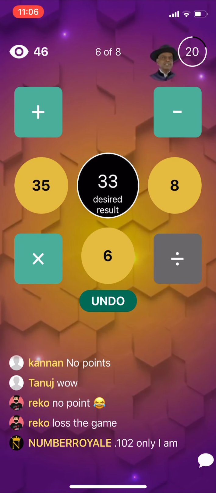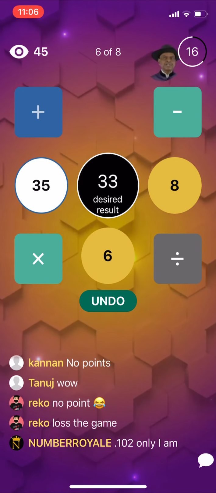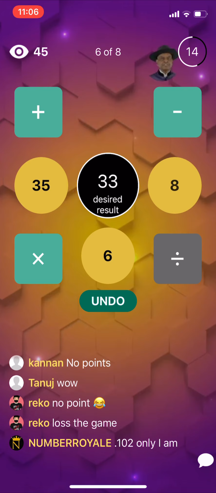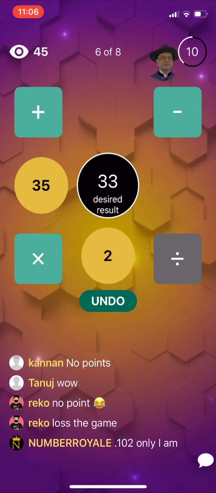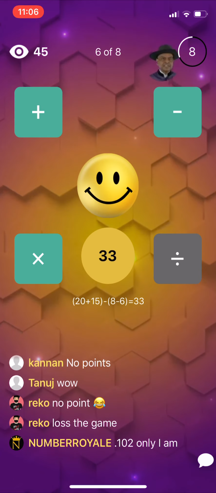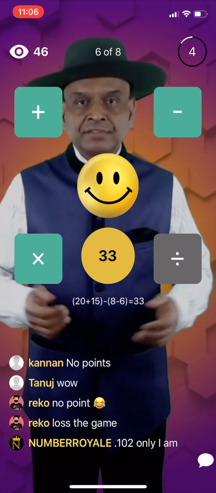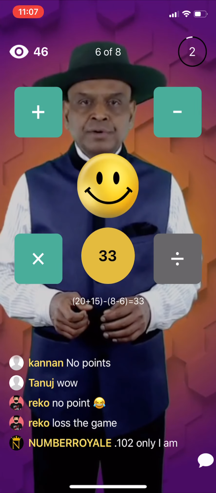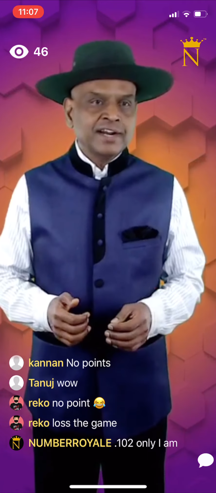6, 20, 15, and 8. Addition, subtraction, and multiplication with a desired result of 33. Do you need to do any multiplication here, or just go ahead with straightforward addition and subtraction?